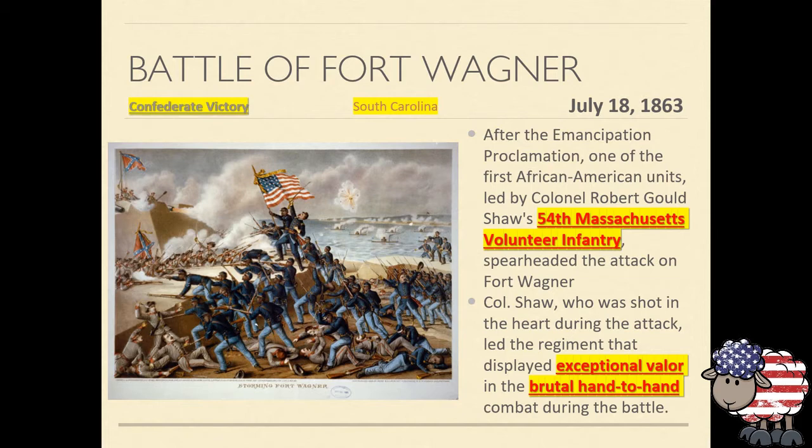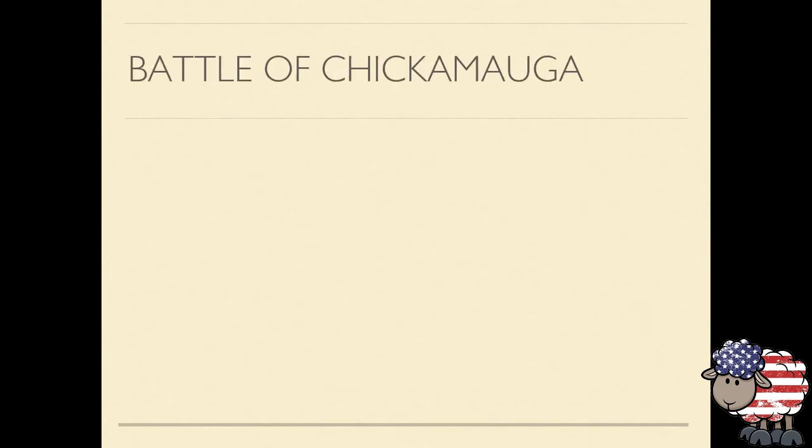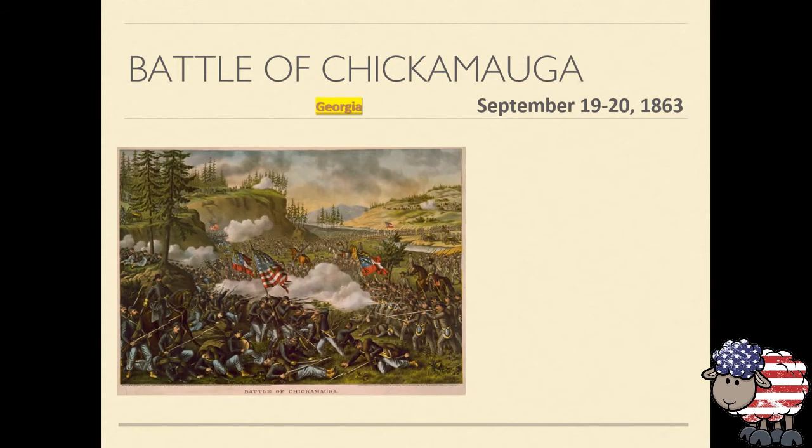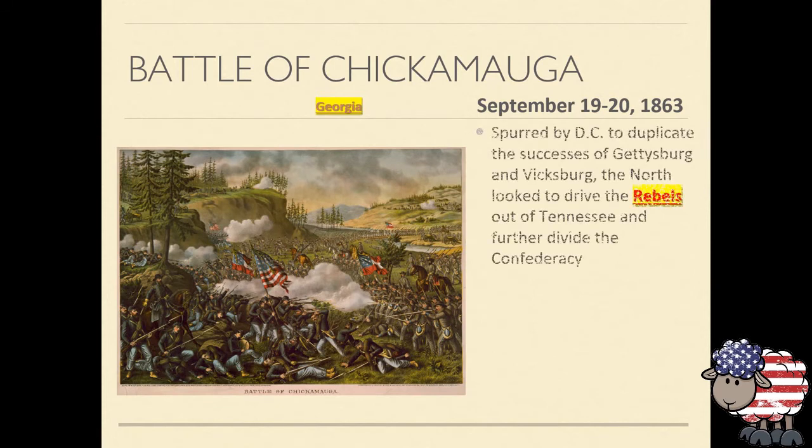Now the Battle of Chickamauga, similarly, not super significant in the grand scheme of things. However, I like to point it out because it took place in Georgia, and spurred by Washington, D.C. to duplicate. So the North is trying to add to Gettysburg and Vicksburg. North's looking to drive the rebels out of Tennessee to further divide the Confederacy, trying to advance the Anaconda Plan.